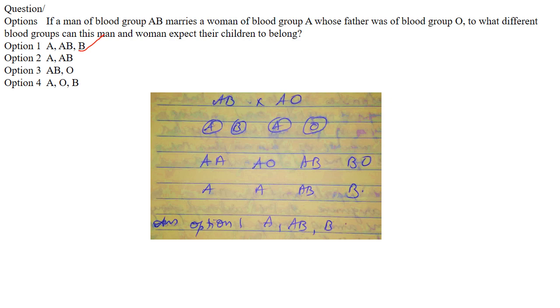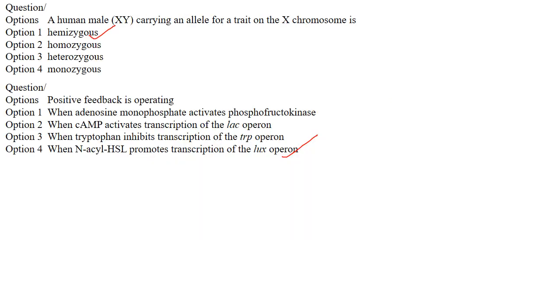So the genotype of the woman whose father is blood group O will be AO. Now a cross between AB and AO, you will get three blood groups, that is A, AB and B. Answer is option 1. A human male carrying an allele for a trait on the X chromosome is? So he is hemizygous. Answer is option 1.